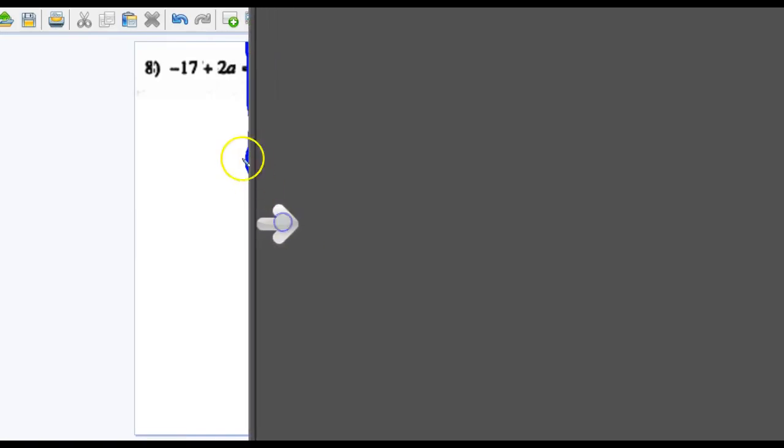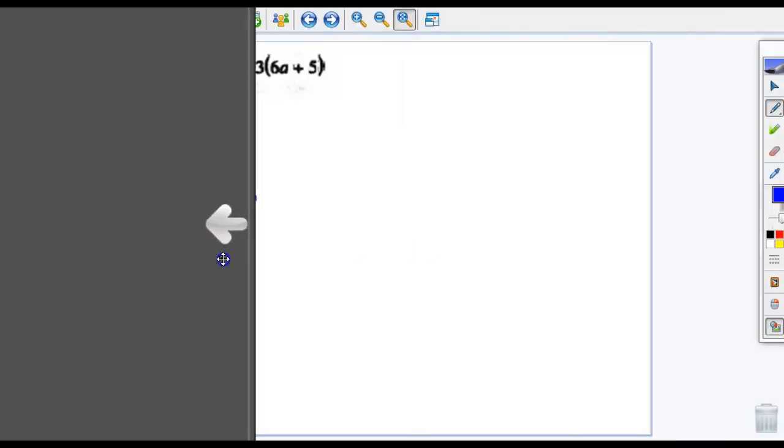So we're going to look at this side of the equal sign first. I have negative 17 plus 2a. I can't combine any like terms. There's nothing else that I need to do on that side. So I'm going to go ahead and swap over to the other side of the problem.